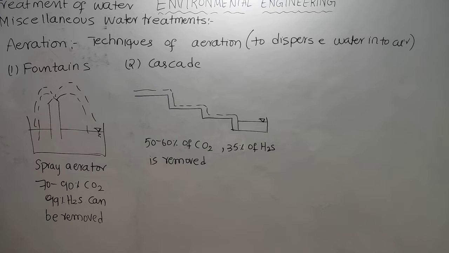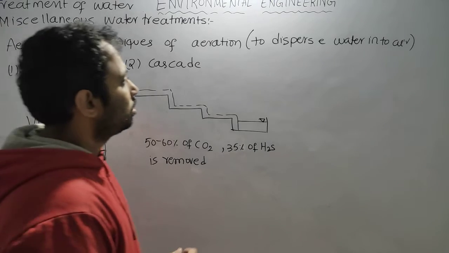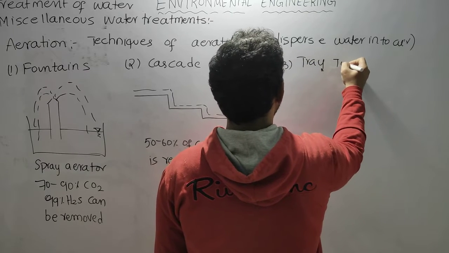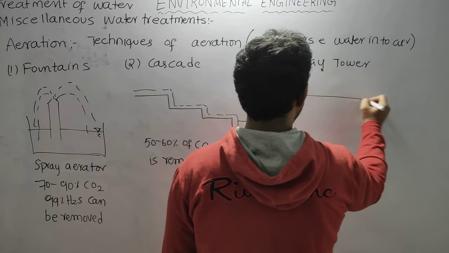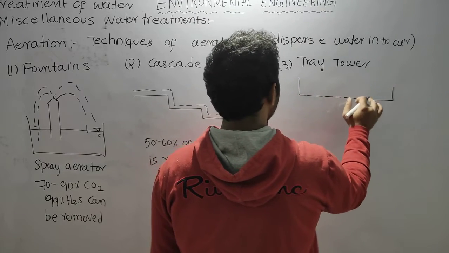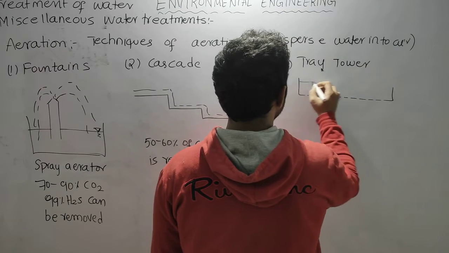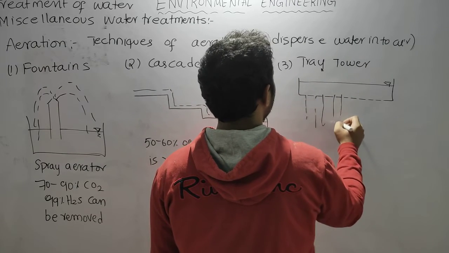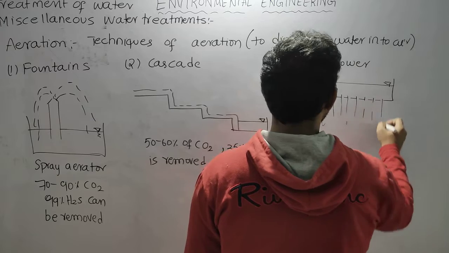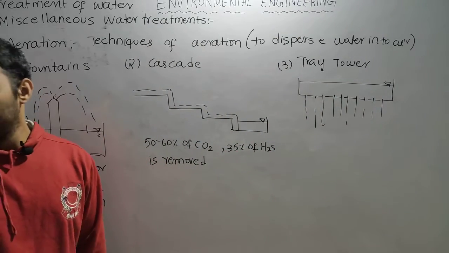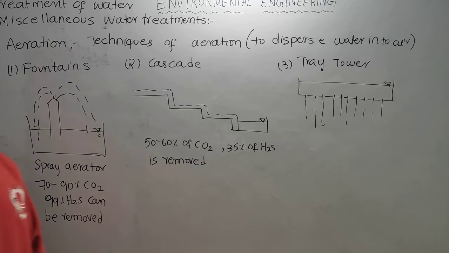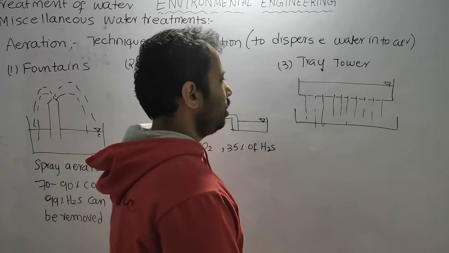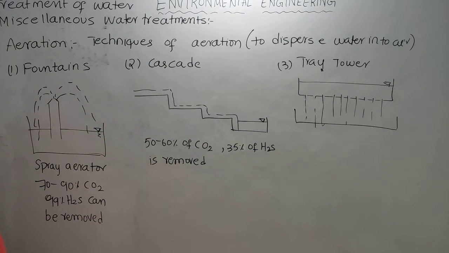The third one is the tray tower. It is a kind of shower. If you have a tray with holes like this and you pour water, it will fall out of these holes in the form of a shower, and you collect it in the other tray, by which we can increase the surface area of the water to have more interaction with the environment.